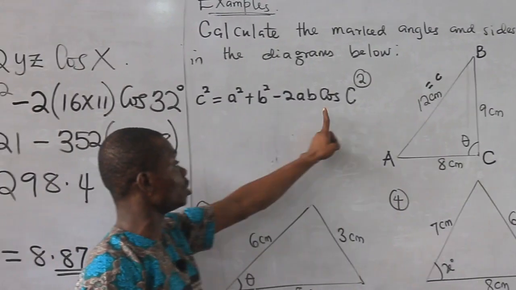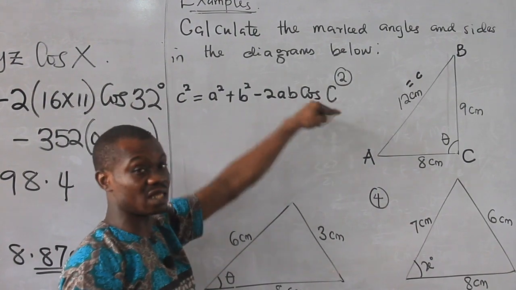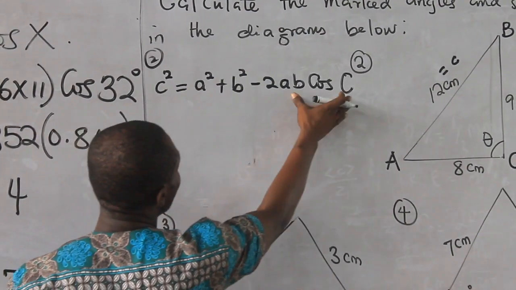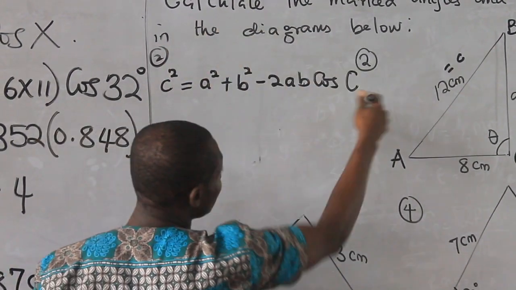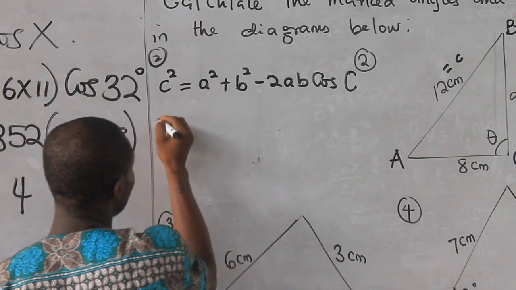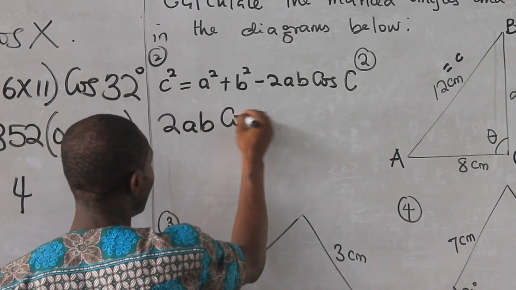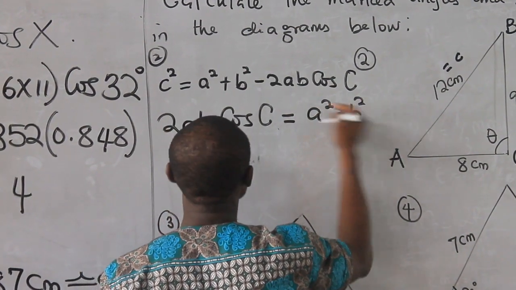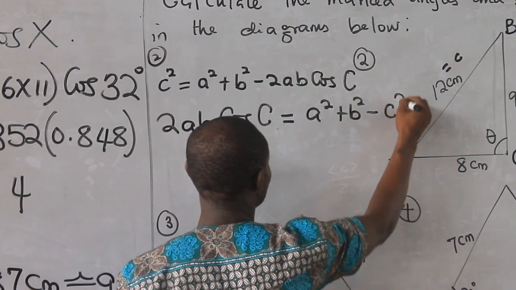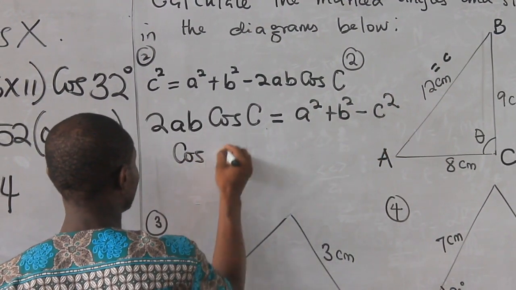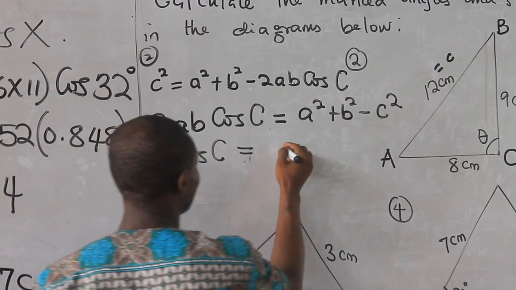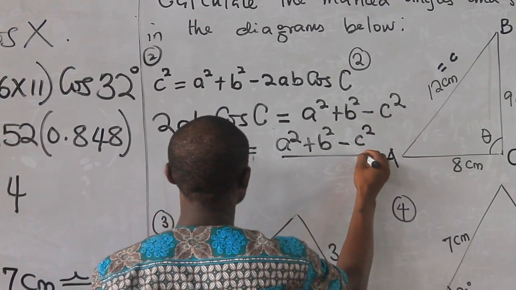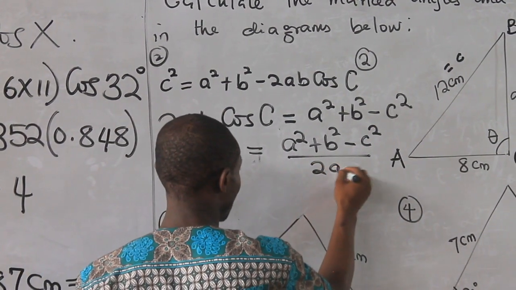So all you now need to do is to make cos C the subject and then look for the value of C. And if I make cos C the subject here, I can move everything here to this side and move C squared to that side. This is negative, so it becomes positive 2AB cos C to be equal to A squared plus B squared. This one coming over becomes minus C squared. And so my cos C alone, if I divide both sides by 2AB, will be A squared plus B squared minus C squared all over 2AB.